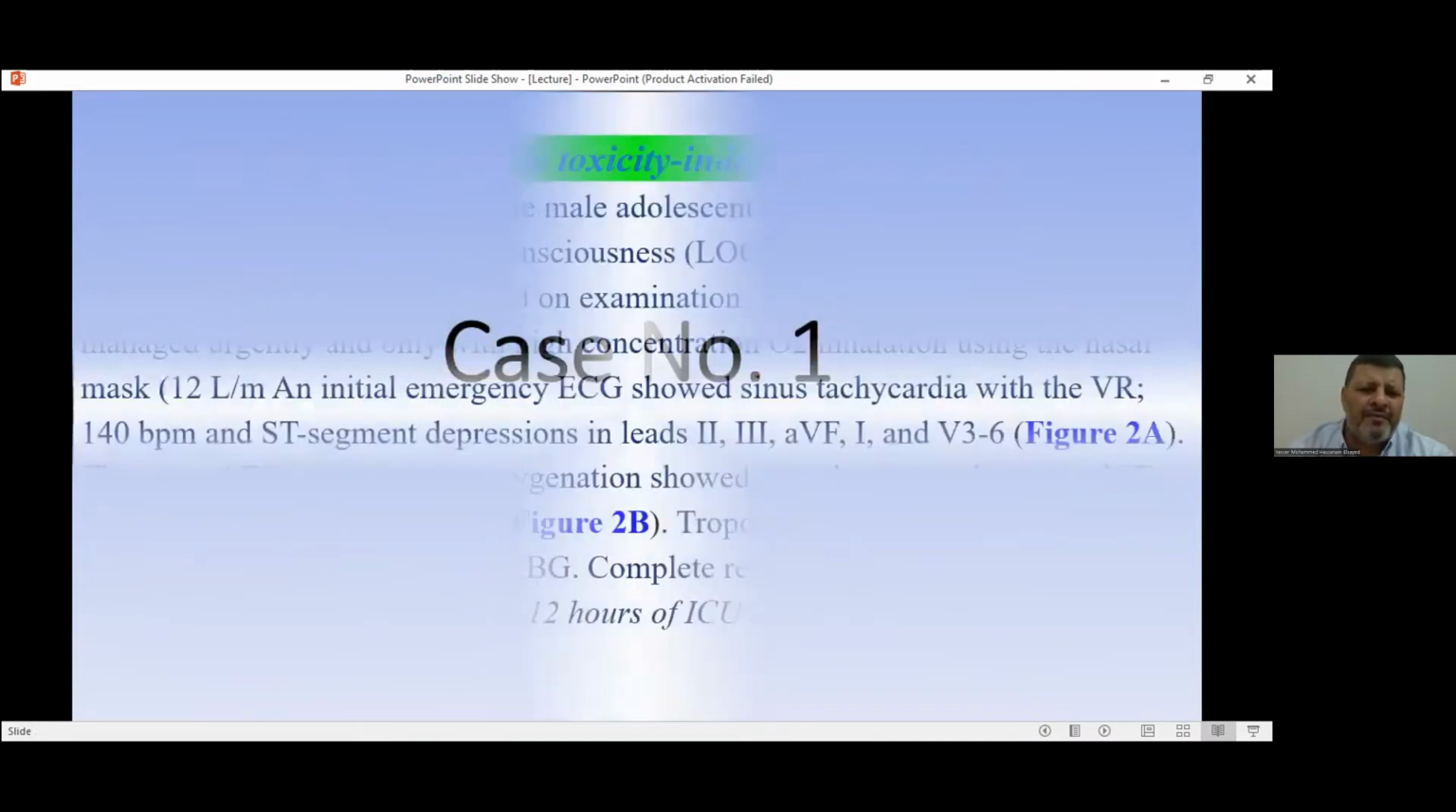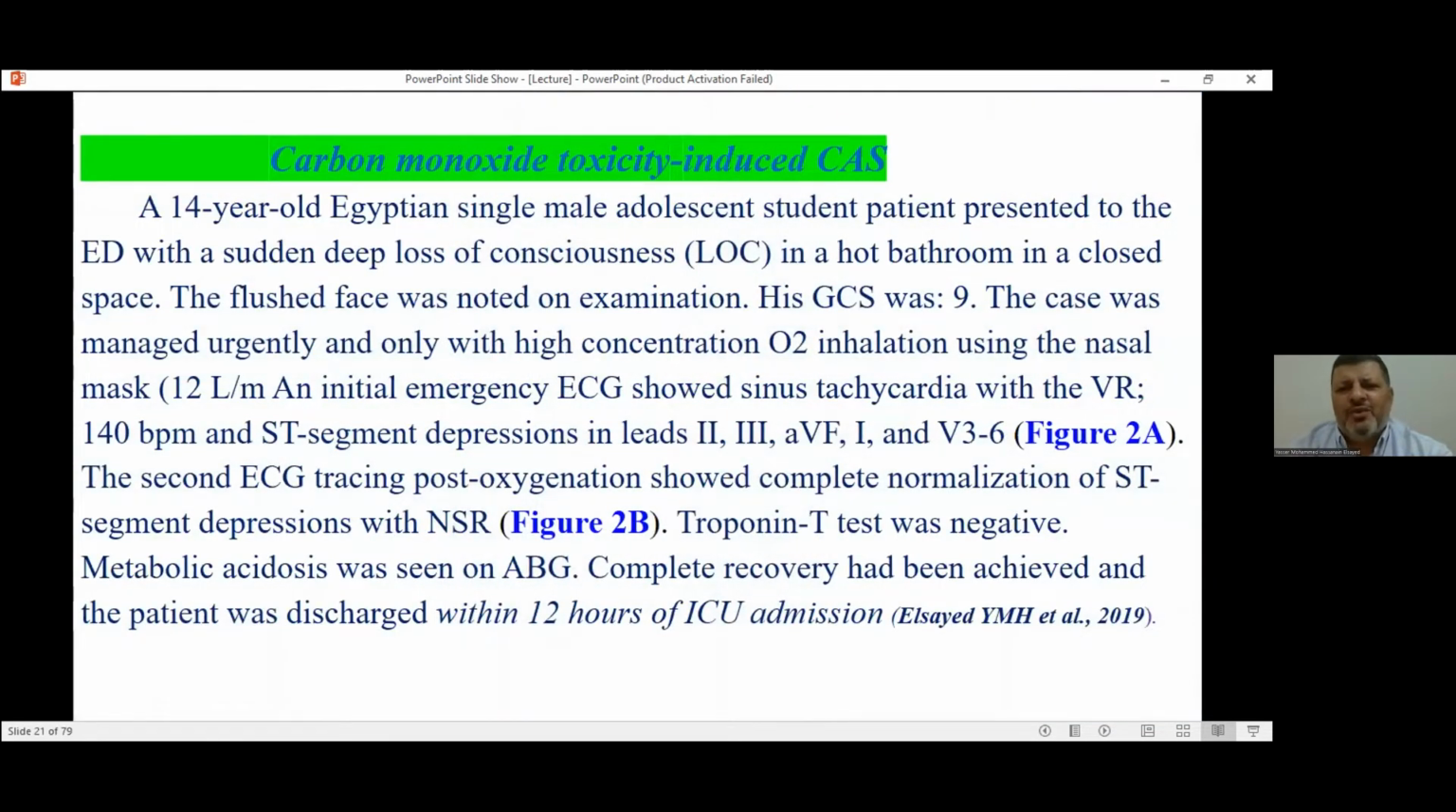Case number 1 is carbon monoxide toxicity-induced coronary artery spasm in a 14-year-old Egyptian single male adolescent student who presented to the emergency department with a sudden deep loss of consciousness in a hot bathroom in a closed space. A flushed face was noted on examination. His GCS was 9. The case was managed urgently and only with high-concentration oxygen inhalation using a mask, 12 liters per minute.